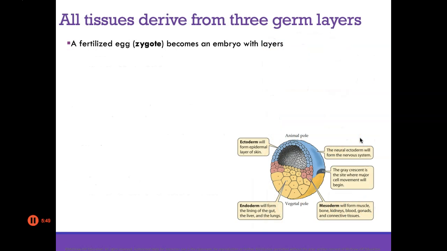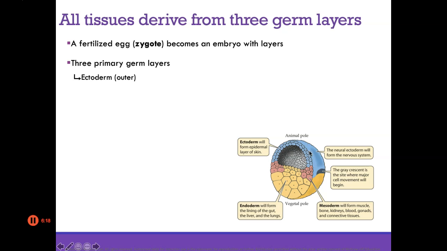So before we talk about tissues, it's important to realize that all tissues derive from 3 primary germ layers. So what does that mean? When sperm and egg meet, they form a zygote. So a fertilized egg is called a zygote. And as that zygote divides by mitosis, the embryo splits up into 3 primary germ layers. Those 3 primary germ layers will give rise to all the structures in the fully formed adult.